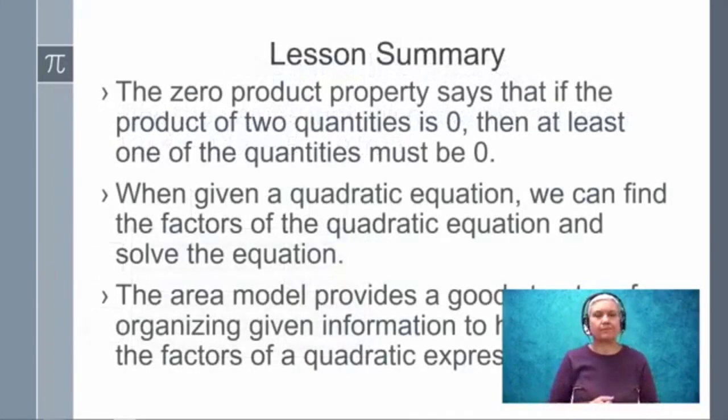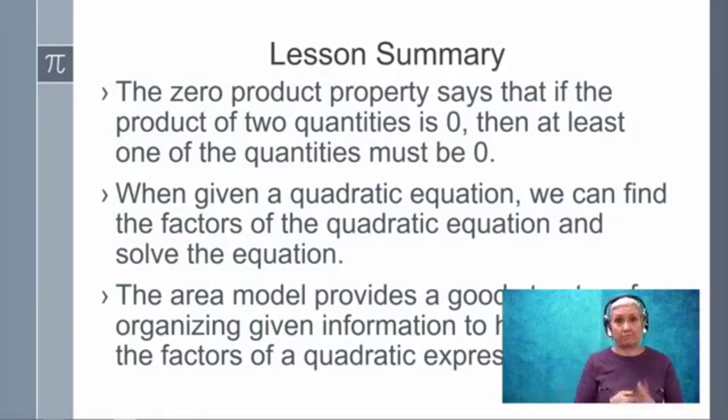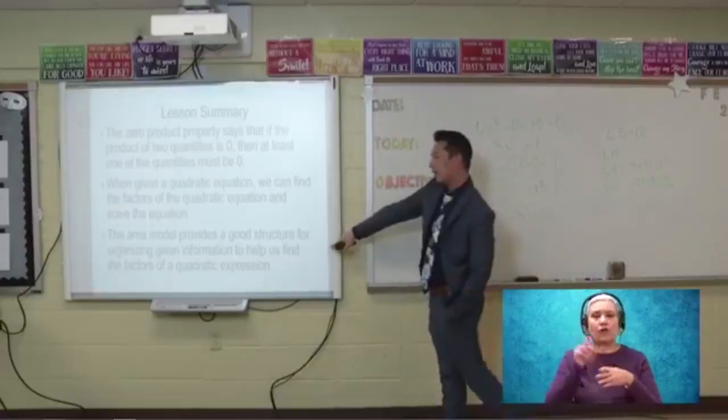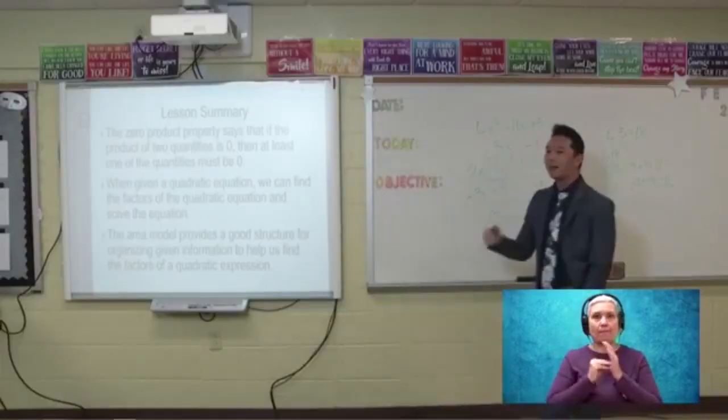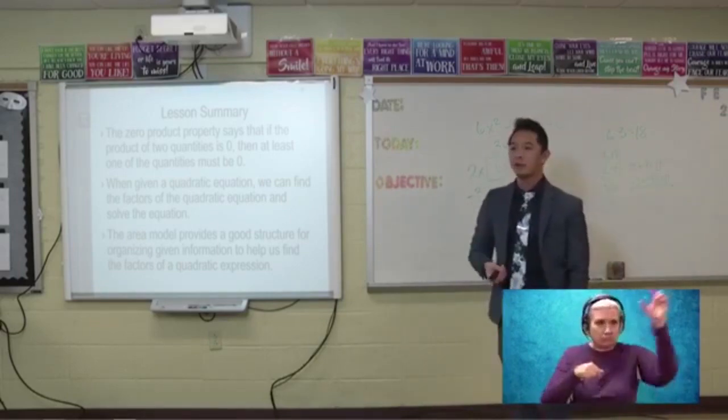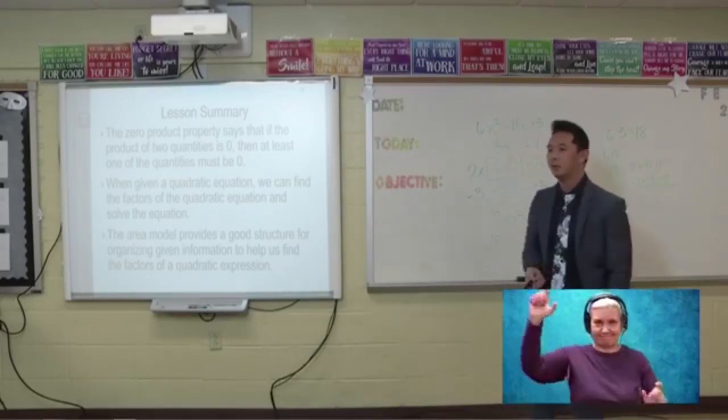And so I want to conclude with a couple summaries. So the zero product property, this idea that if I've got a product between two quantities equal to 0, then at least one of them must be equal to 0 itself. And that when we're given a quadratic equation and we're looking for the factors to solve that equation, we can use this area model that provides a good structure for organizing the given information that we have in order to find the factors of our quadratic equation.